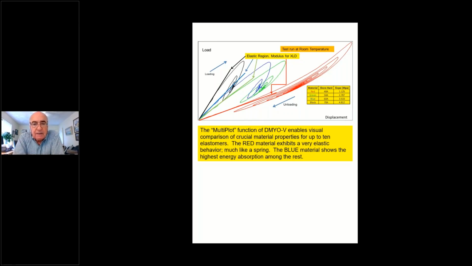In this case, we have 4 different shore values, 40 to 70, and each one has different slope, as we reported. The red, which is more elastic than the others, has a slope of 1.125 megapascals. So then comes green, which is 2.707 at 50 shore A. Then comes blue, 3.5, and black at 4.8. These are different slopes.